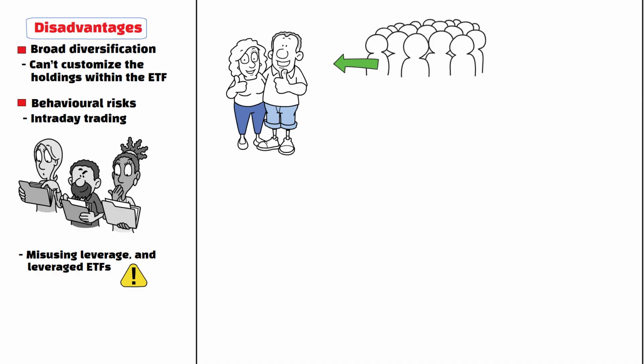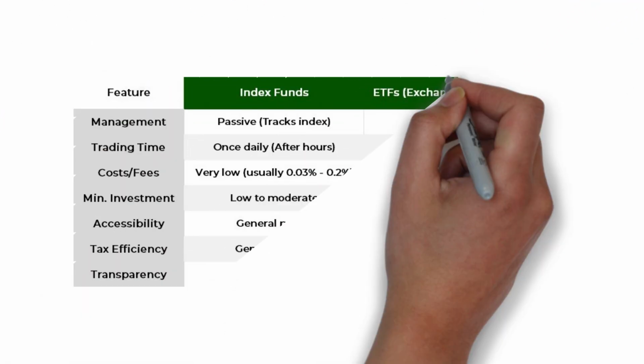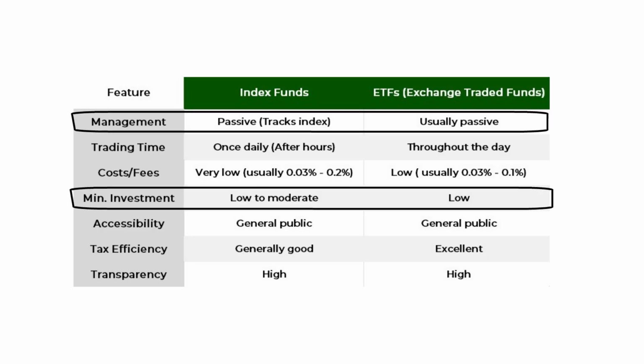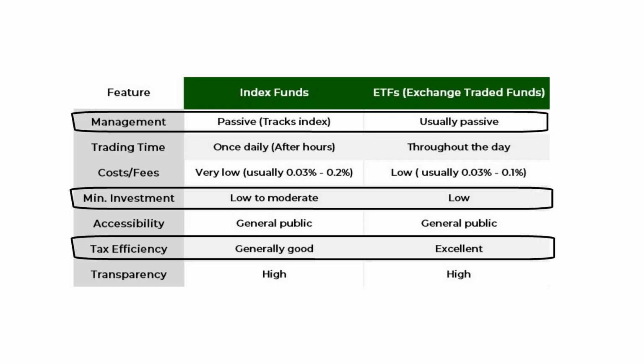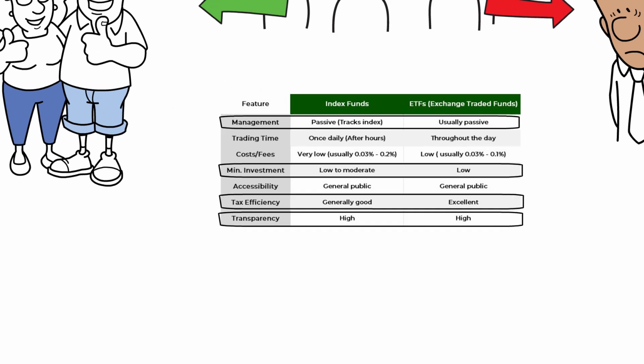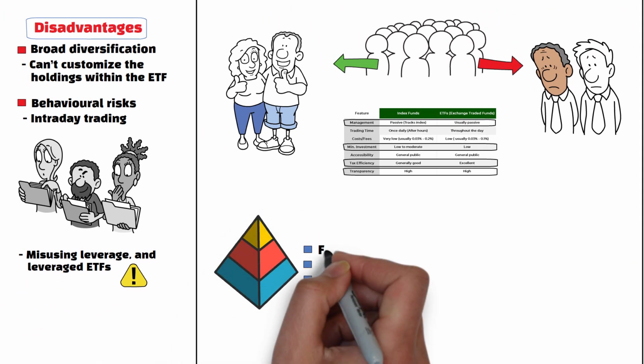Compared to index funds and mutual funds, the management is passive and costs are very low. The minimum investment is low, and it's easily accessible to the general public. Furthermore, tax efficiency is excellent, and the transparency of what's included is high, which makes it a great option for most investors. Overall, exchange-traded funds have become one of the most popular investment vehicles due to their flexibility, transparency, and low cost.